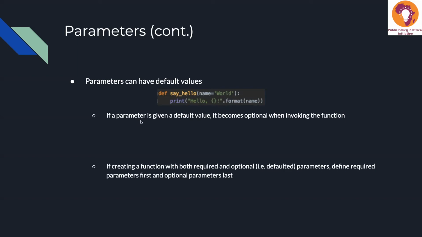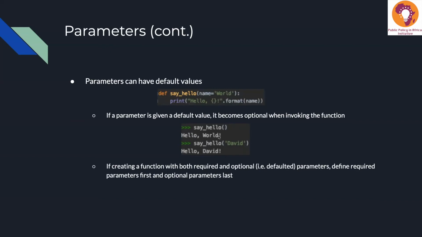So if a parameter is given a default value, it becomes optional when invoking the function. In this particular case, I'm going to invoke say hello, but I'm not going to pass any argument or parameter to say hello. In that case, it just uses the default argument of world. So we get hello world.